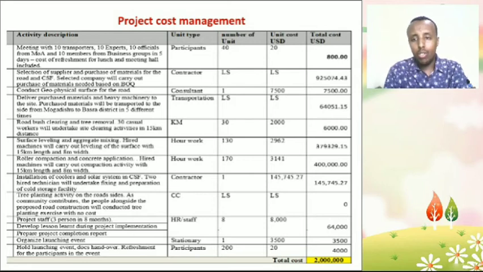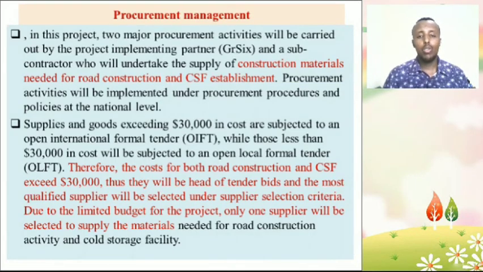If you need more clarification, you can get the bill of quantities in the project table, and you can get it very clearly. The next activity will be procurement management. In this project, the two major procurement activities will be carried out by the project implementer, Group 6, and a subcontractor who will supply the materials needed for road construction and cold storage facility establishment. Procurement activities will follow procurement procedures and policies at the national level. If the supplies and goods exceed 30,000, it will be subject to international tender.